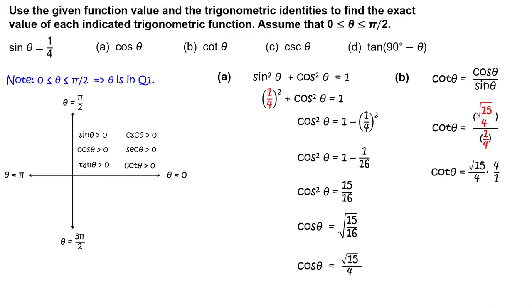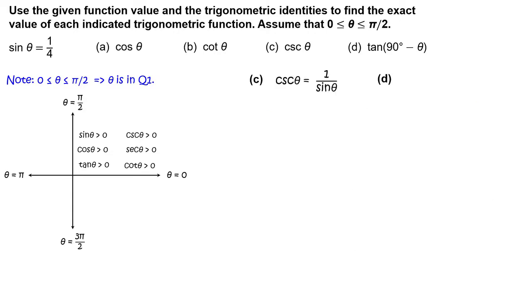Next, recall that dividing by a fraction is equivalent to multiplying by its reciprocal. So rewrite: cotangent of theta equals the square root of 15 divided by 4 times 4 divided by 1, or cotangent of theta equals the square root of 15 divided by 1, which simplifies to cotangent of theta equals the square root of 15.